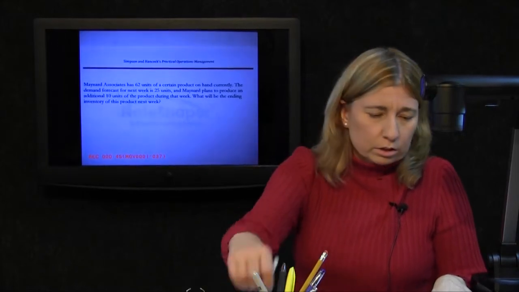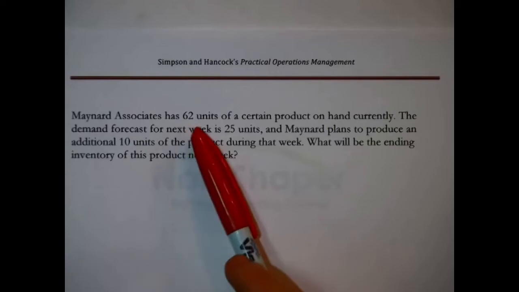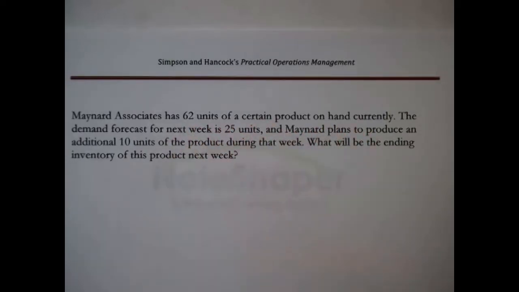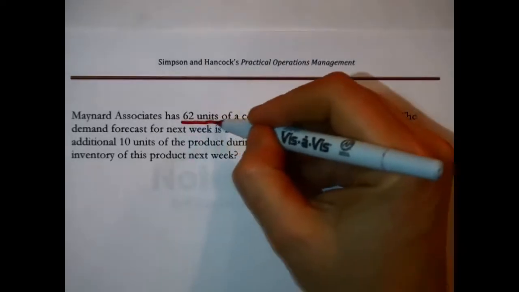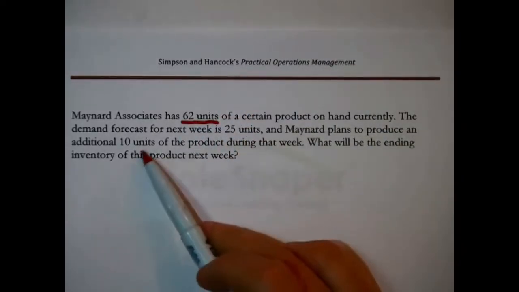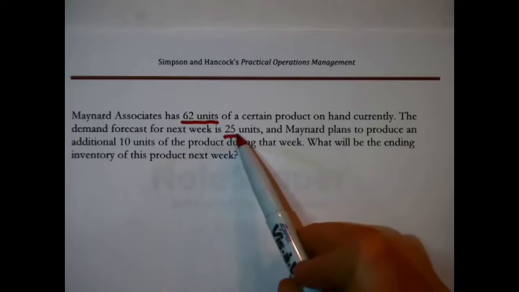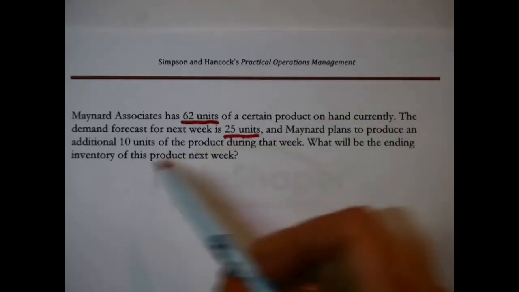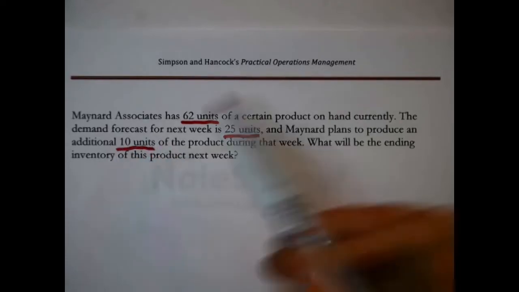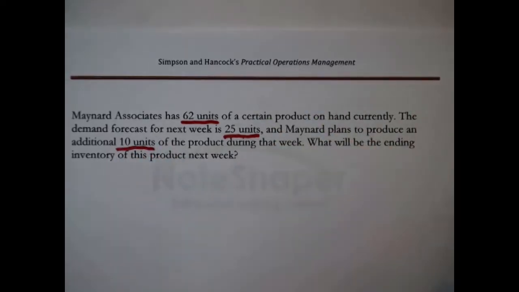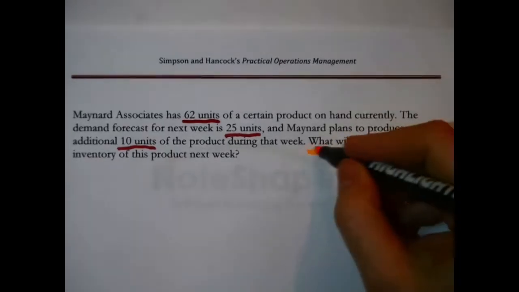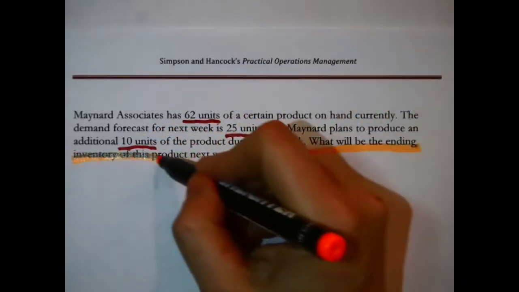Let's take a look. Maynard Associates has 62 units of a certain product on hand currently. Okay, so that is on hand inventory. The demand forecast for next week is 25 units, so there's that piece of information. And Maynard plans to produce 10 units of that product during the next week, so there's production information. What's the question? What will be the ending inventory for this product next week?